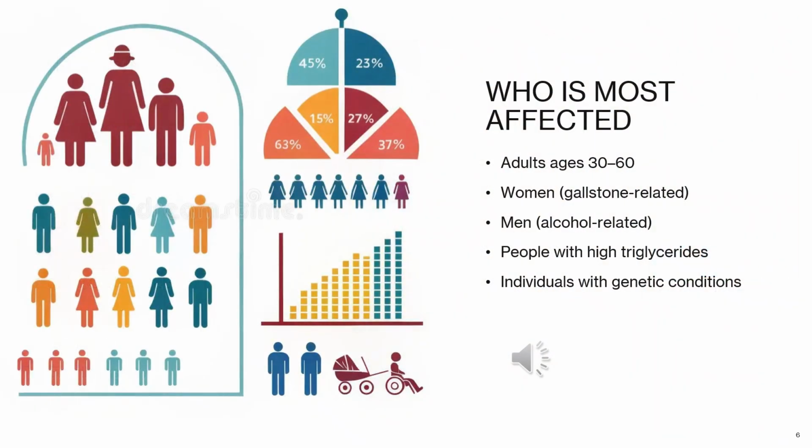Acute pancreatitis can affect anyone, but it's most common in adults between the ages of 30 and 60 years old. Gallstone-related pancreatitis tends to occur more often in women, while alcohol-related pancreatitis is more common in men. People with high triglycerides, obesity, or certain genetic conditions also have a higher risk. Understanding who is most affected helps communities focus on prevention and early detection.